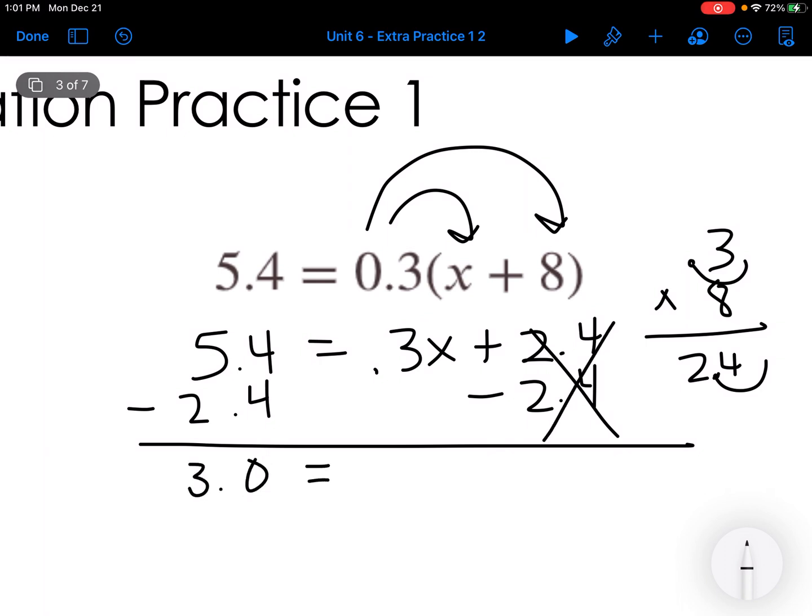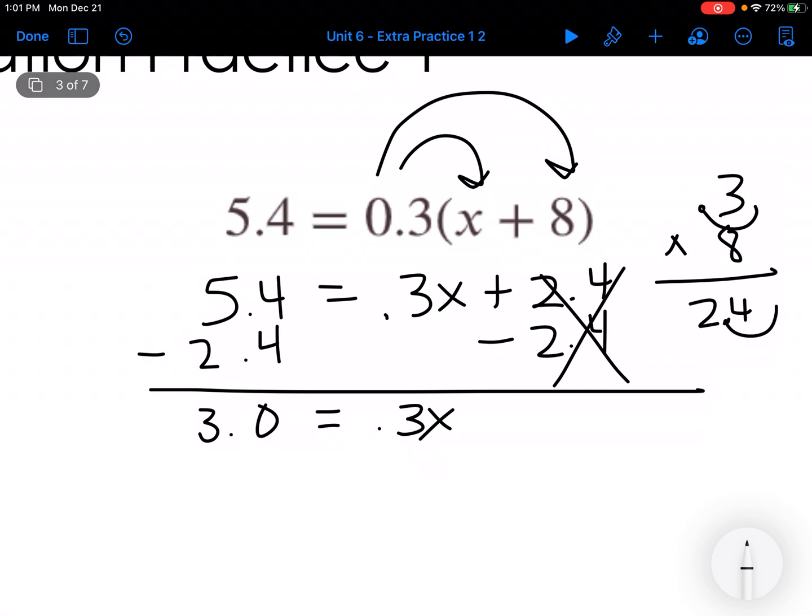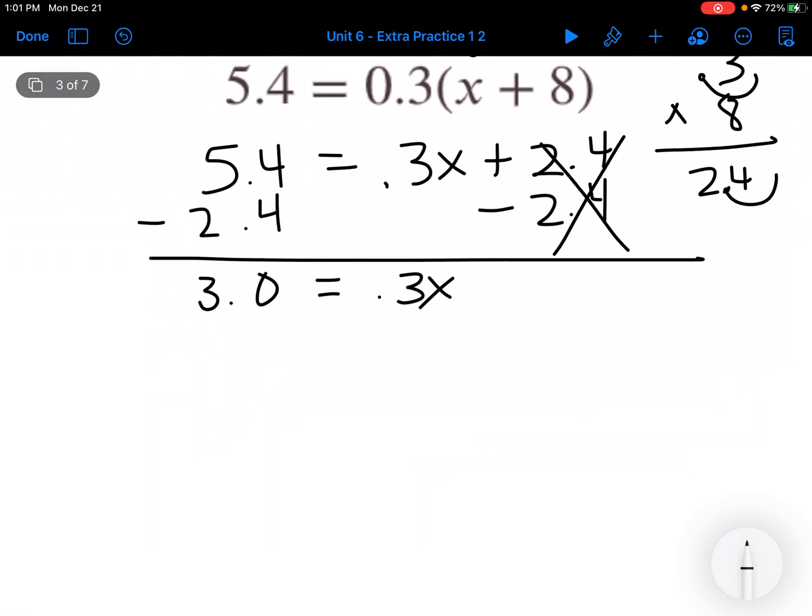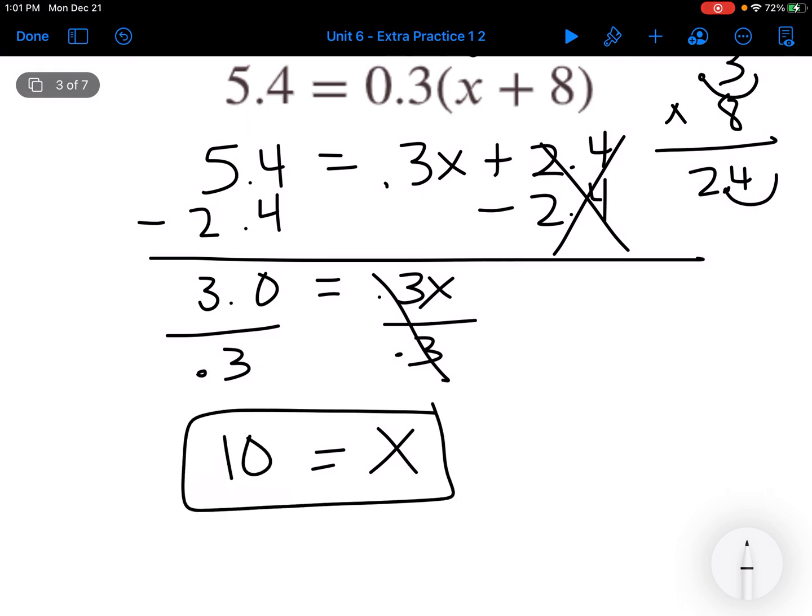and I'm left with 3 equals 3/10 x. Now I want to figure out what it is for just one x, so I'm going to divide by 3/10 on each side. So x equals, I want to say 10, but just let's double check because my math's been a little shoddy today. Yep, 10. And it's positive because both numbers are positive.